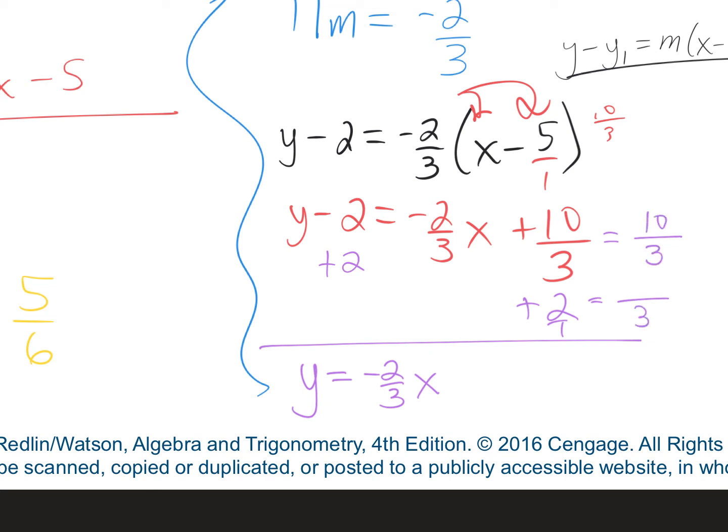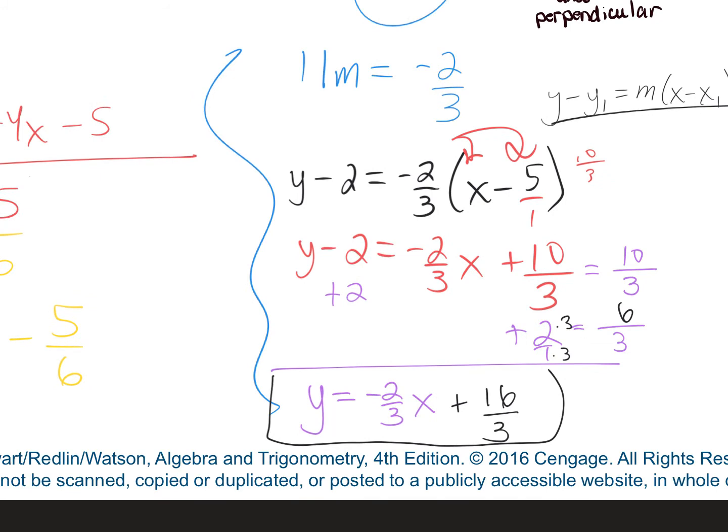If I change this to 3s, to thirds, I should say. 1 times 3 is 3. So what you do to the bottom, you do to the top. And 2 times 3 is 6, right? So when I add these together, 10 plus 6 is 16 over 3. And there's your equation. I'm not asking you guys to graph that. But I am asking you to look and say, okay, I told myself at the beginning that my parallel slope was going to be negative 2/3. Is that what I have here? So my line is parallel to the one that they gave us over here.